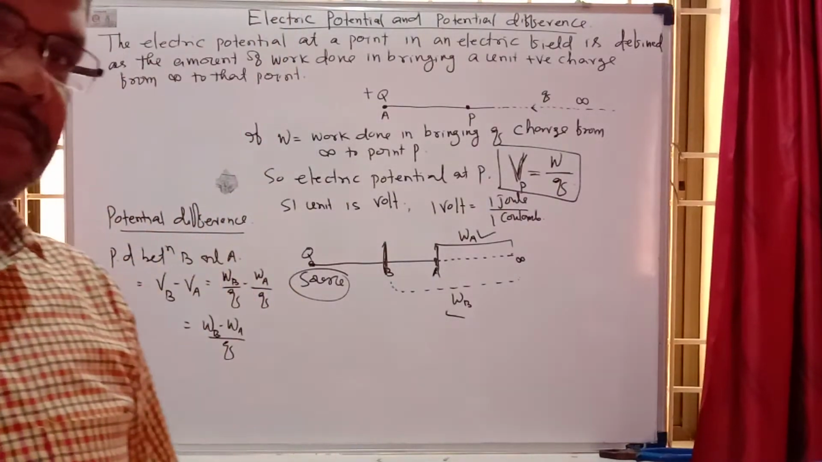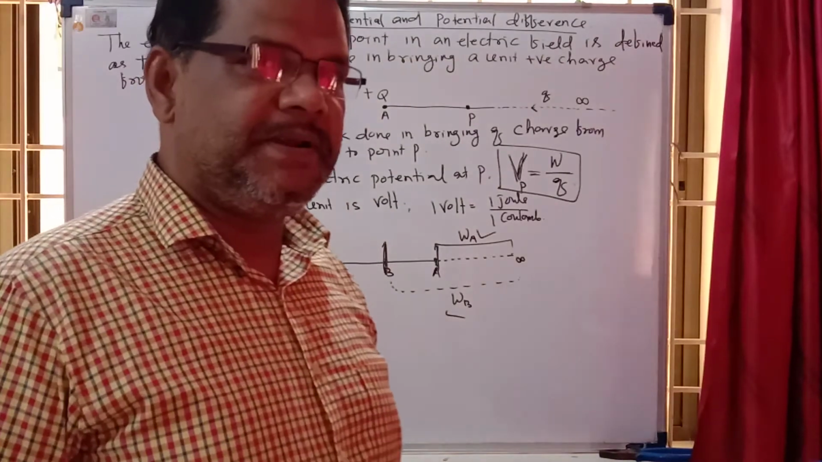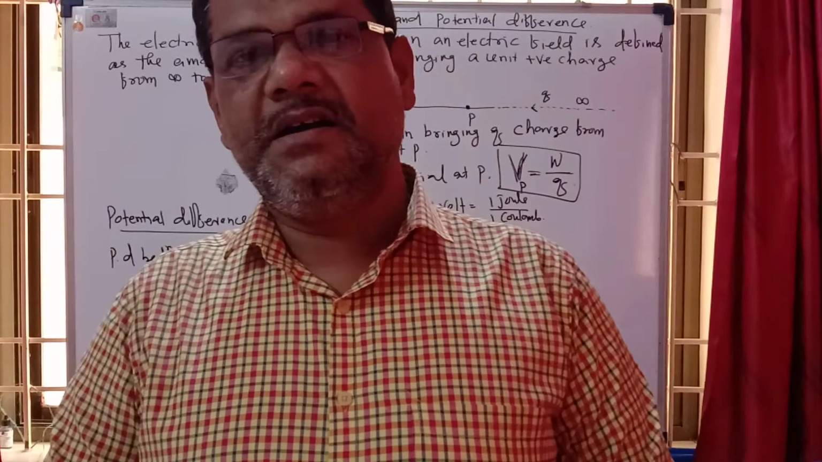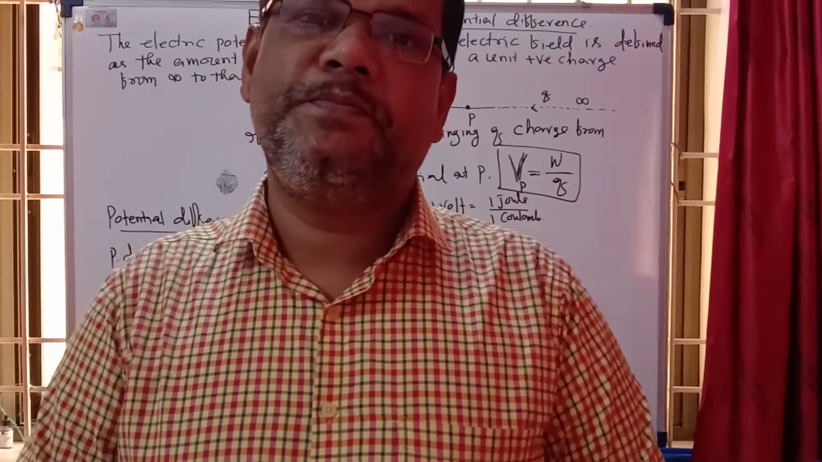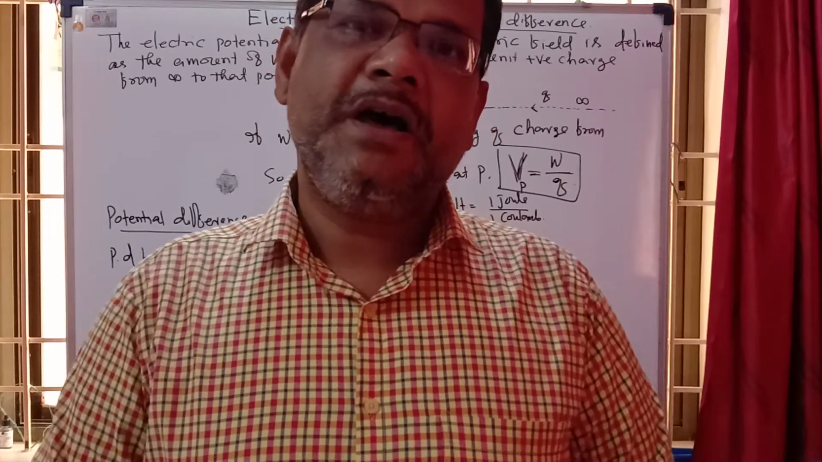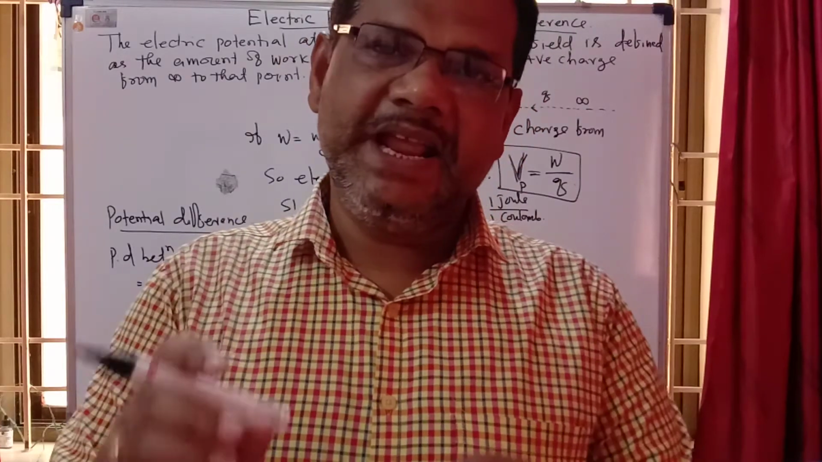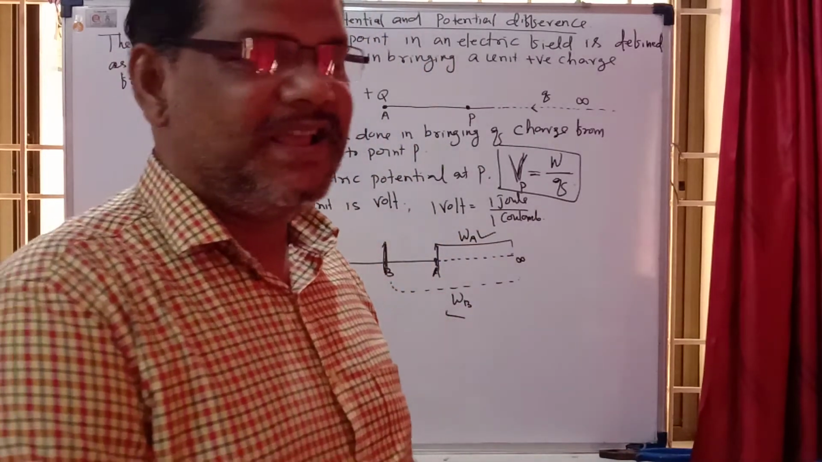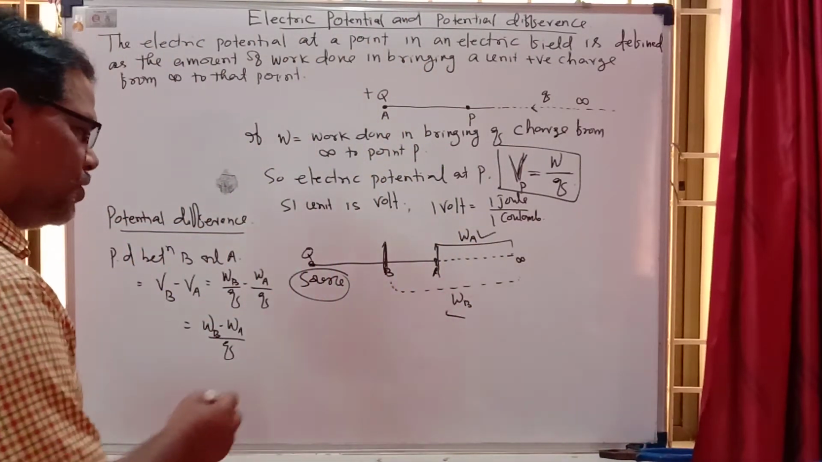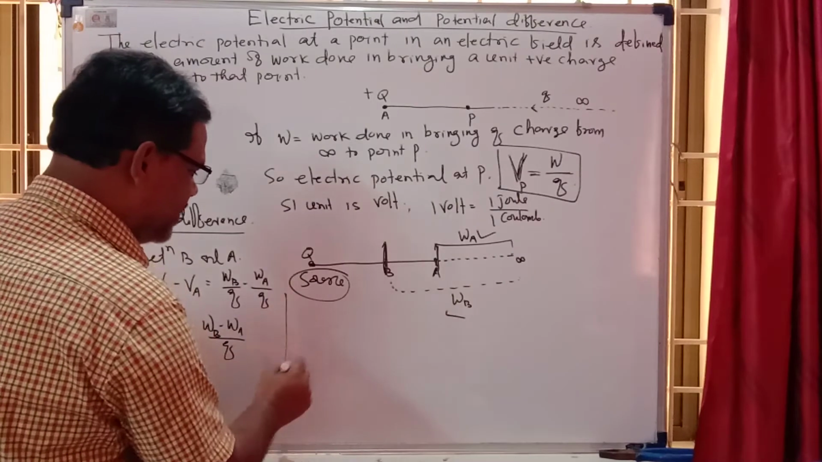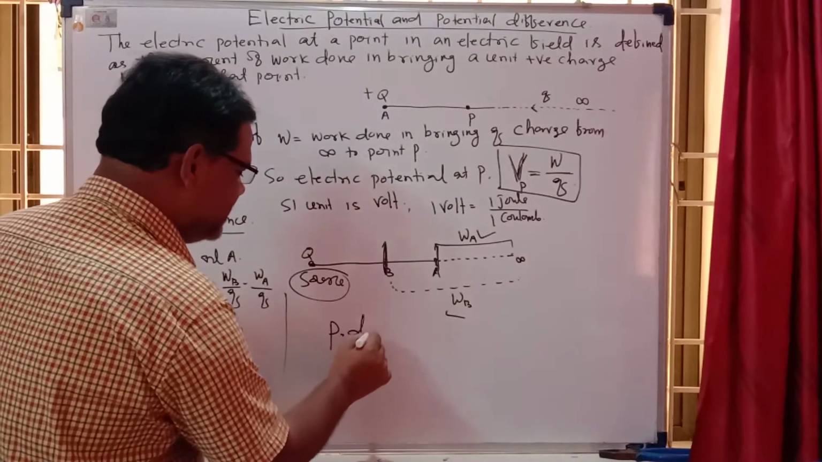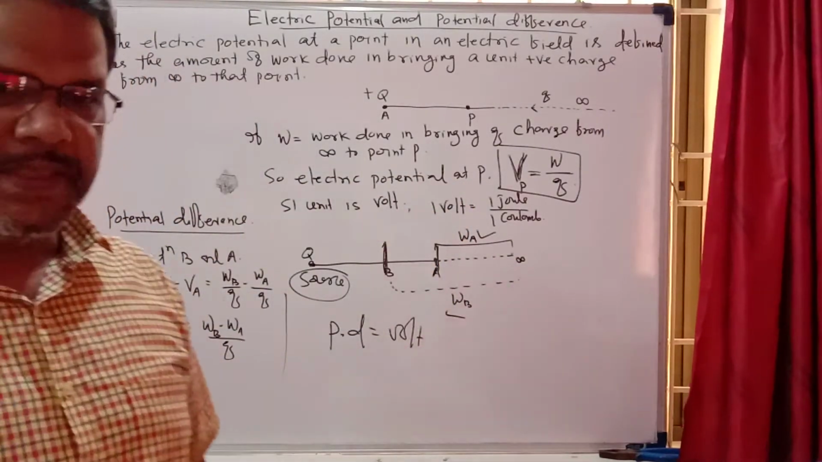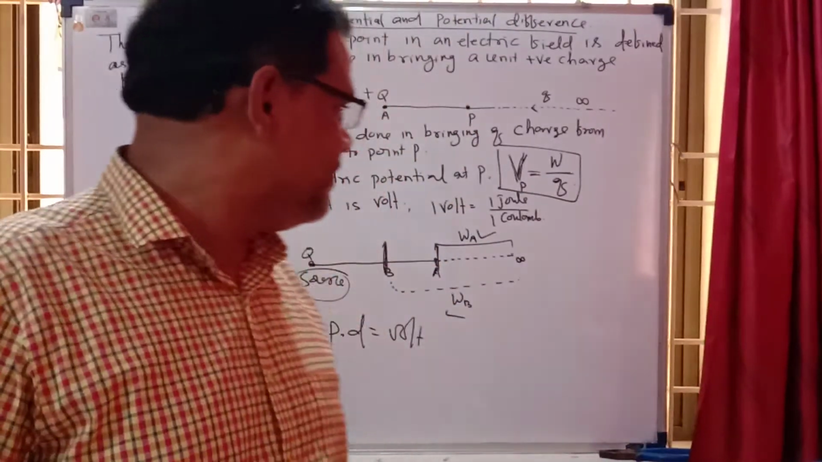So the potential difference between two points: it is the difference of potential between two points in an electric field, or it is the amount of work done in bringing a unit charge from one point to another point in an electric field. Its unit is also volt. So 1 volt equals 1 joule per 1 coulomb.